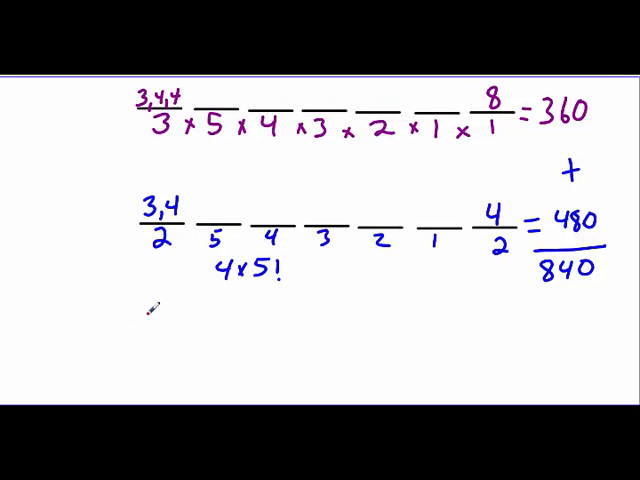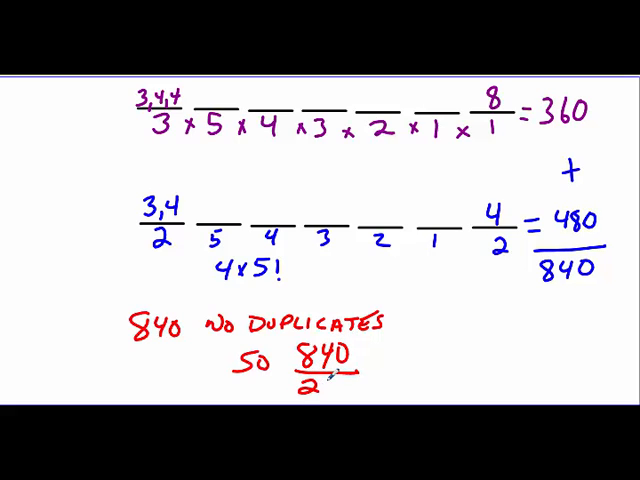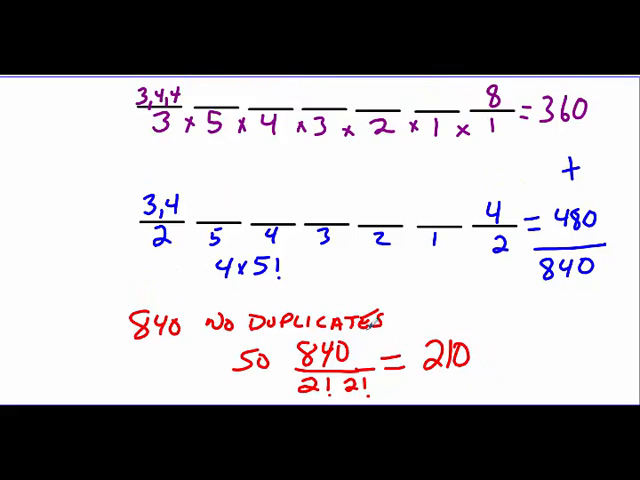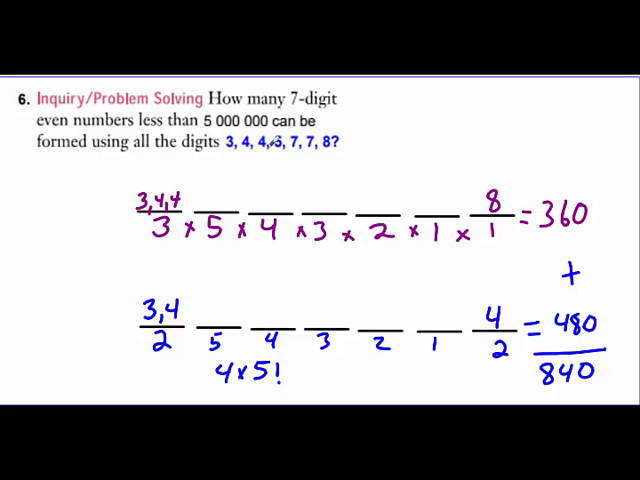So the 840 again represents no duplicates. So I'm going to take that value that represents no duplication, divide by the 2 factorial because of the double 4s, and then divide by a 2 factorial again because of the double 7s. And so that 840 divides by 2 divides by 2, 210 possible numbers that are smaller than 5 million, even, and using exclusively these digits.